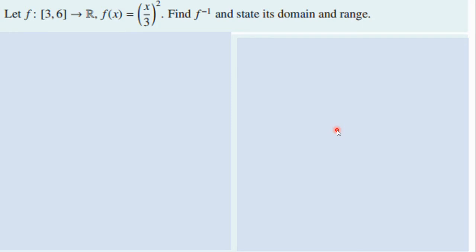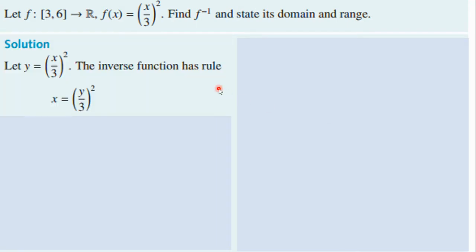Another example. So we're going to draw the new function, state its domain and its range. So here's the original function. We've gone from function notation to y equals notation, just to make the algebra a little bit easier. It doesn't make any difference, it just makes the rearranging easier.